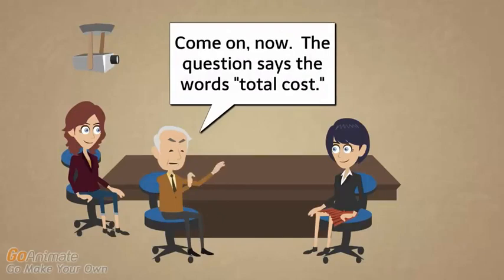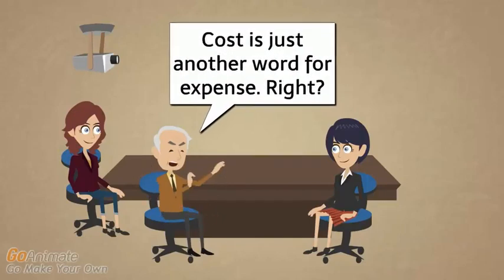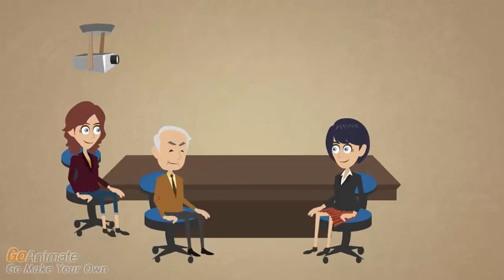Come on, now. The question says the words total cost. Cost is just another word for expense, right? In these videos, I'm going to use the term expense very specifically. Expenses will only refer to things that show up on the income statement. In contrast, I'll use the term cost very loosely. A cost is any cash outlay, whether in the past, present, or future, that's required to run the business. So a cost only becomes an expense when we put it on the income statement.